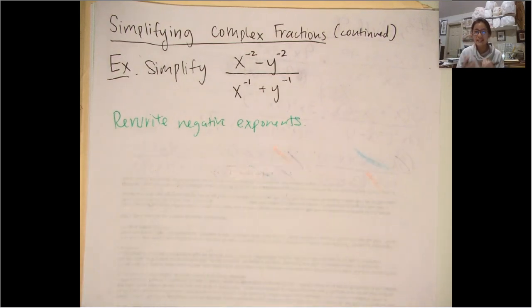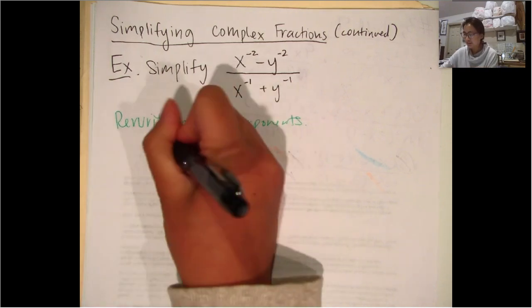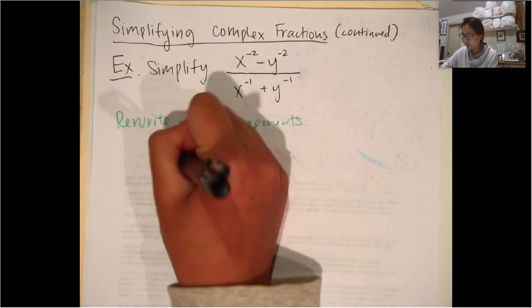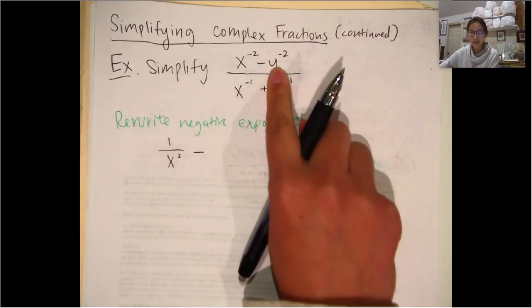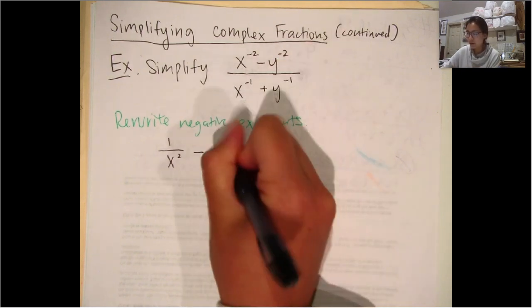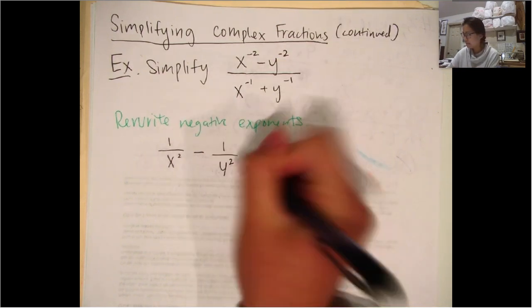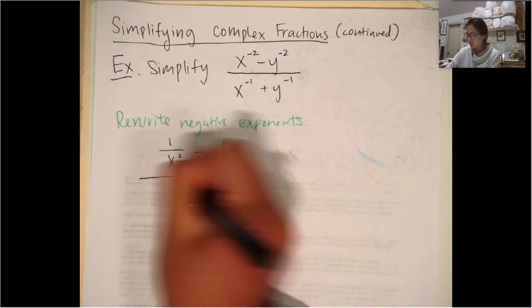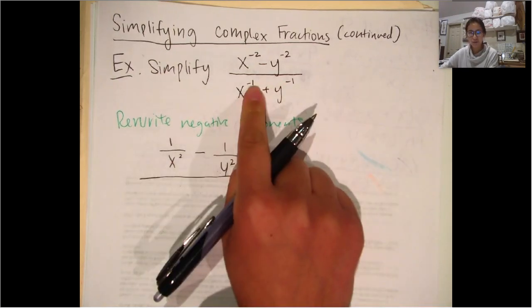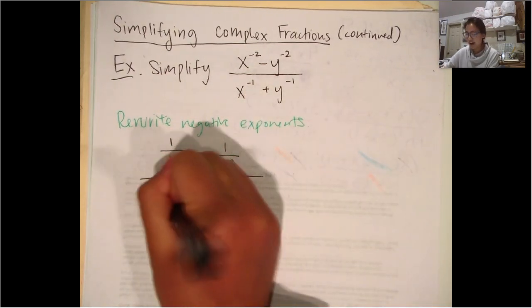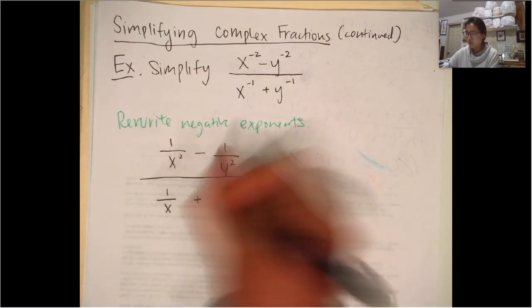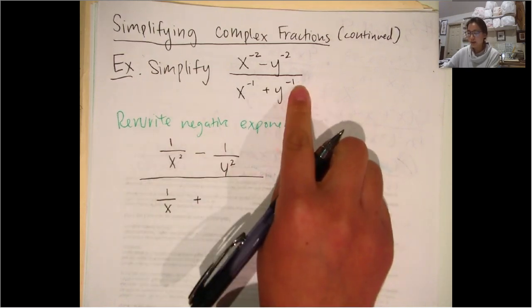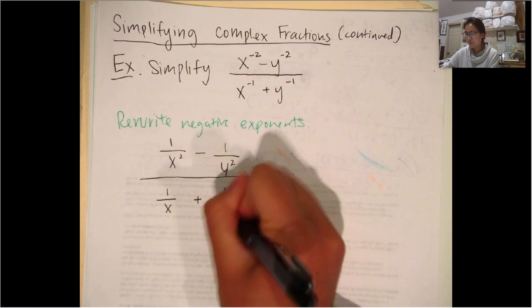So for example, x to the negative 2 power would become 1 over x squared. And then y to the negative 2 power would become 1 over y squared. And then x to the negative 1 power, that would become 1 over x. And then y to the negative 1 power would become 1 over y.